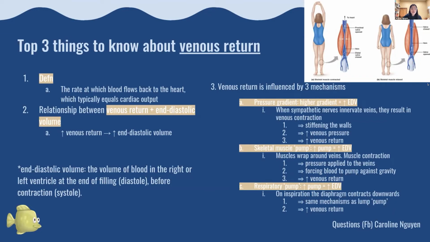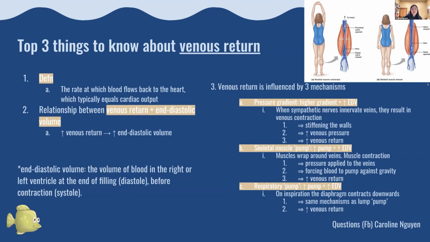So the top 3 things to know about venous return, or the top 3 high yield things, are its definition, which is the rate at which blood flows back to the heart and typically equals cardiac output. So cardiac output meaning blood that is being ejected from the heart for every contraction. And if you've got more blood leaving the heart every contraction, you've got more blood going into the systems, more blood going into capillaries, and then more blood going back into the right atrium, back into the heart.